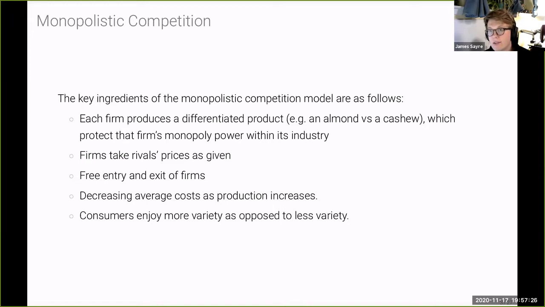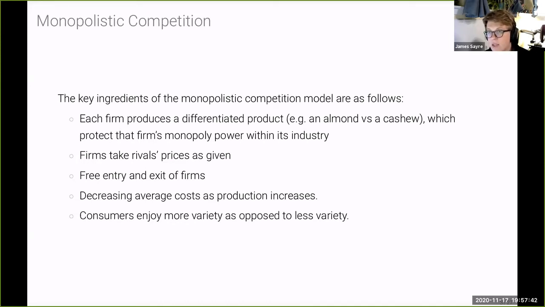As I already said, there's going to be internal economies of scale here, and what that's going to mean is the average cost to produce one unit of output is going to decrease as the quantity of production increases.